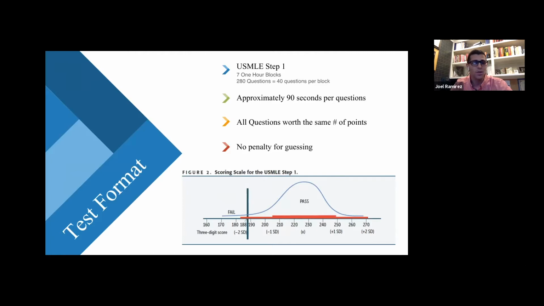On the bottom, a passing score is going to be a 194, and then you see our standard, about 1 standard deviation out, will be a little bit under a 250, and then 2 standard deviations would be approximately above a 270.